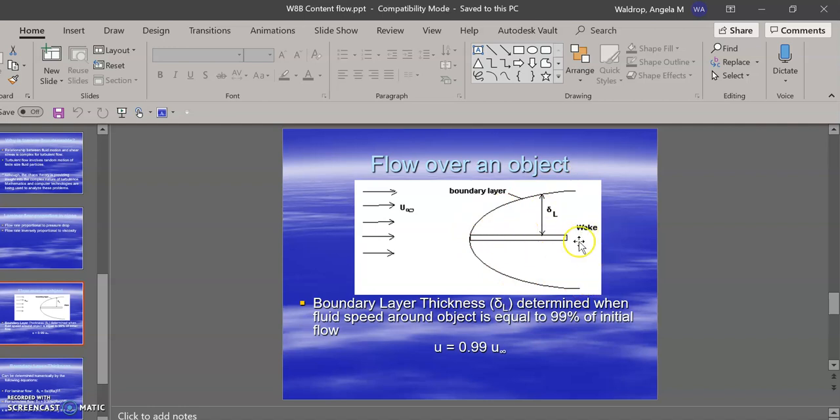Behind the object, there's a pretty stationary or stagnant area, and that's called the wake. That is probably an ideal place to be when you're doing flow. That way you don't encompass any friction, you don't encompass too much velocity when you're trying to go through that particular type of fluid.